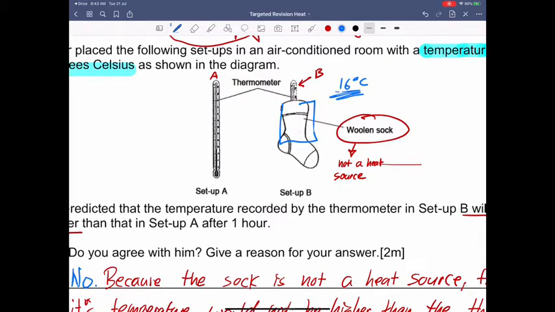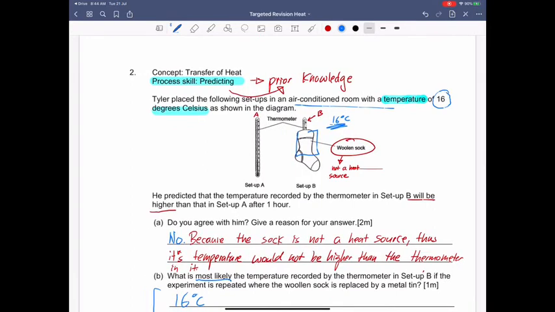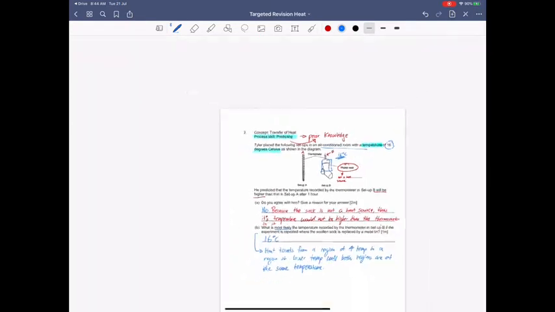If the thermometer was at a higher temperature, heat will be lost from the thermometer outwards until it reaches 16 degrees. If it's at a lower temperature, it will gain heat until it reaches 16 degrees and nothing more, because the surrounding temperature is at 16 degrees. It's as simple as that. All right.